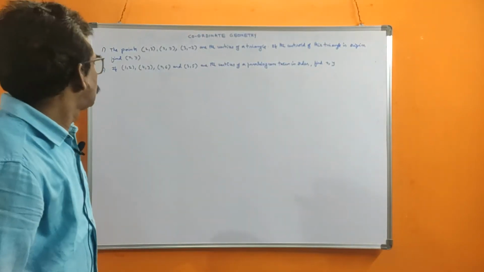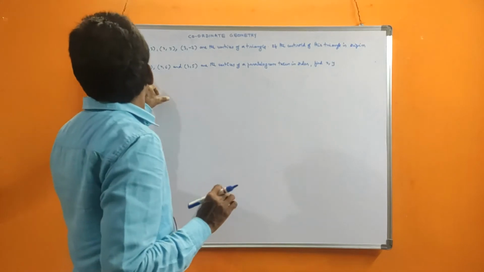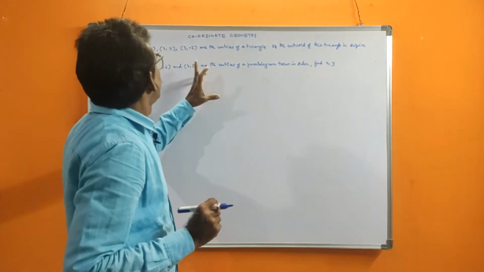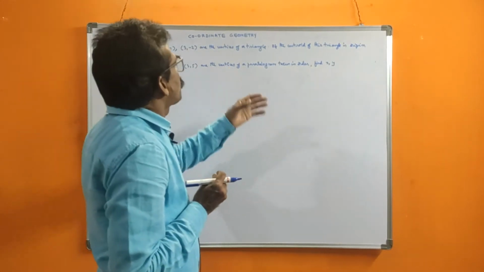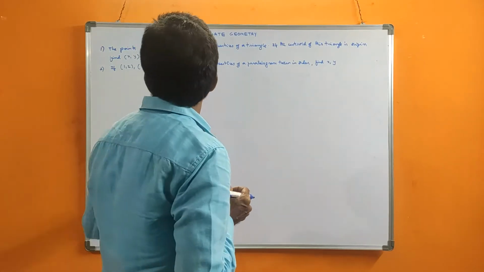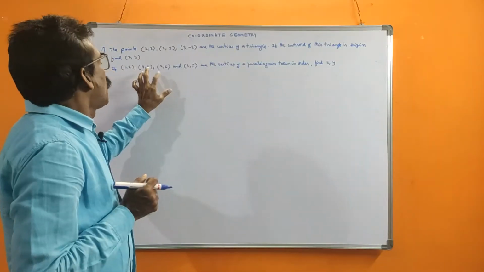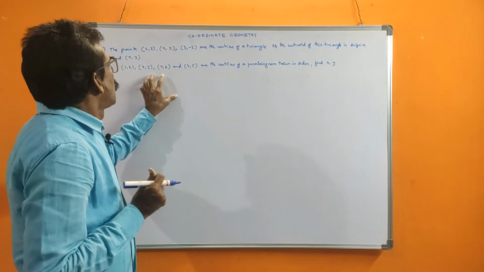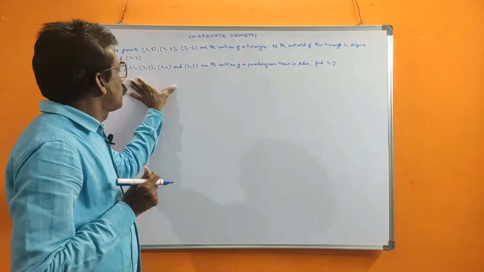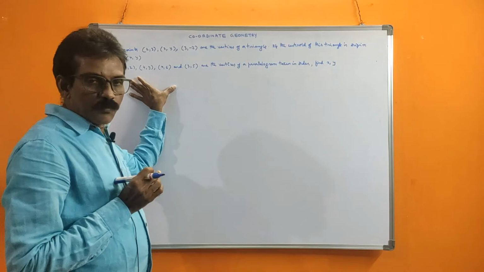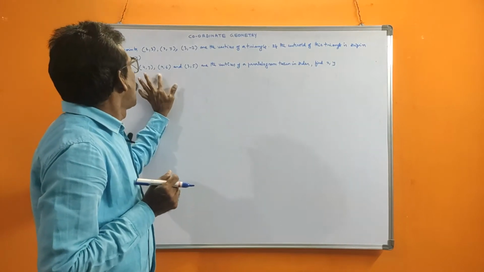Second problem, see. (1, 2), (4, y), (x, 6), (3, 5) are the vertices of a parallelogram taken in order. Find x, y. In the points, x and y are missing. These are the vertices of a parallelogram you gave. By using the parallelogram properties, we should find the x, y values.